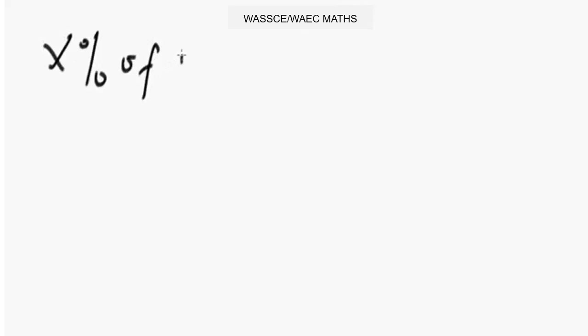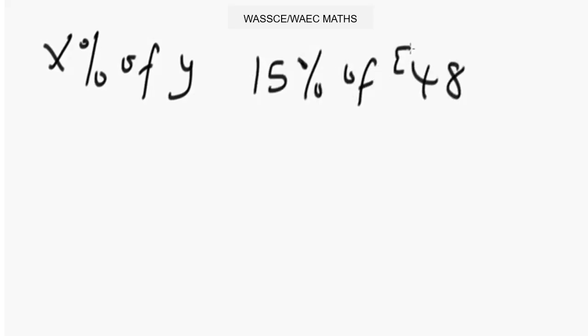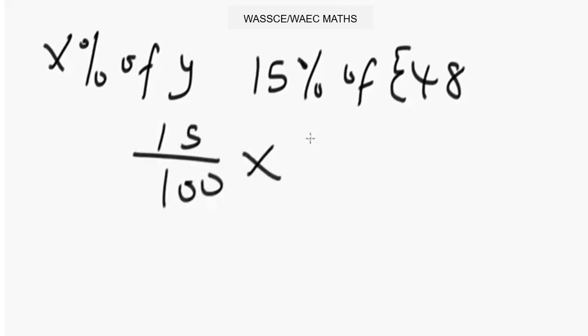X% of y. Now note that percent means out of 100. Remember this, and you will easily be able to convert percentages into fractions and decimals. Percent means what? Out of 100. Always remember this. For this example, let's say we are dealing with x% of y. Let's say we are given, for instance, 15% of 48 pounds. This means 15/100 times 48. So that's basically what it means.